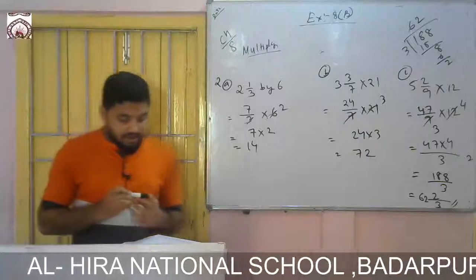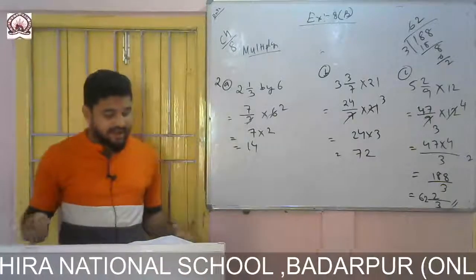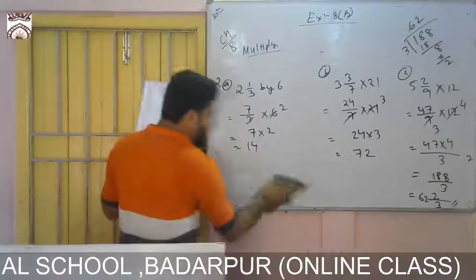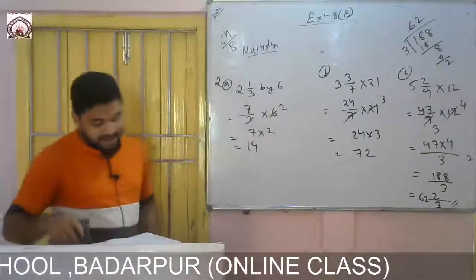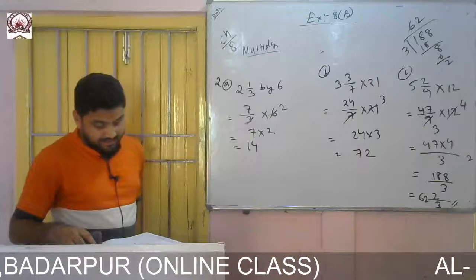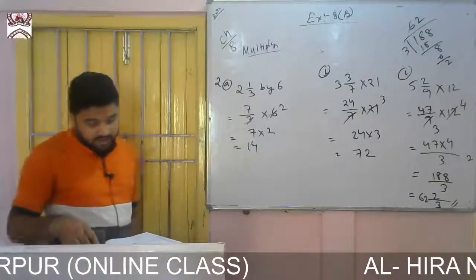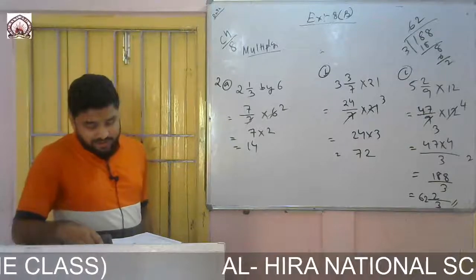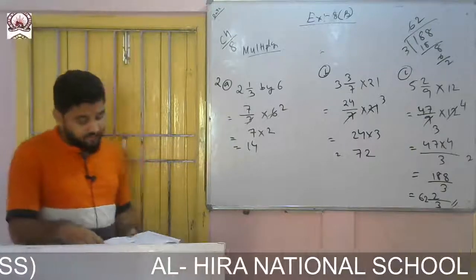Okay. So now come to question number 3. 5 by 8 into 7 by 11. So both are fractions. 5 by 8 and 7 by 11. 9 by 25 into 3 by 4. 10 by 221 and 11 by 15. So let us check.